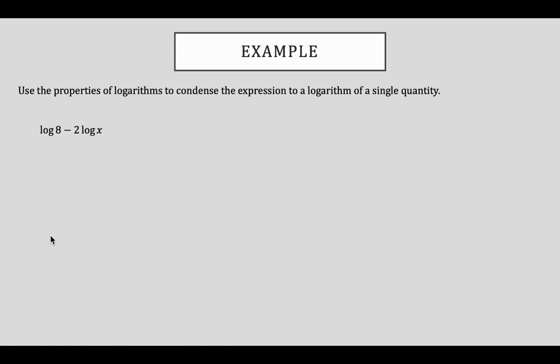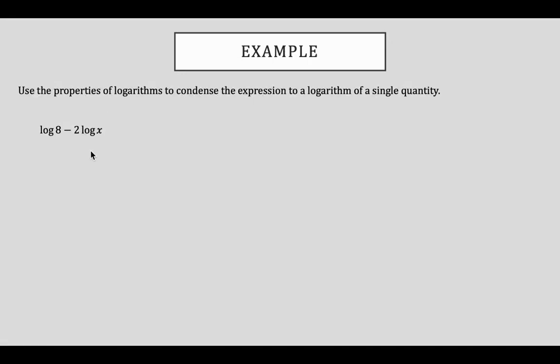All right, so now let's look at using those same properties of logarithms, our product property, our quotient property, and our power property, to condense expressions to a logarithm of a single quantity. Notice we're going to be doing the opposite of what we did in the last video. We're starting off with multiple logarithms, and our answer should have a single logarithm. We want to condense this into a single logarithm.